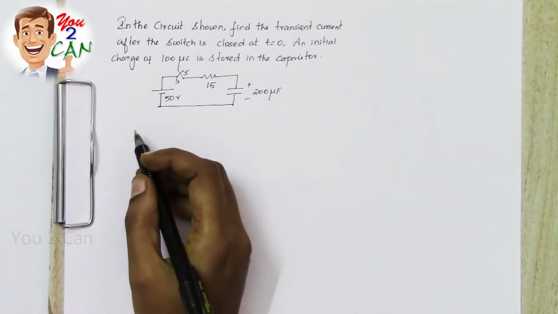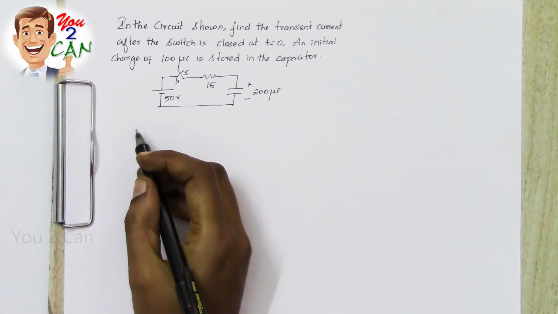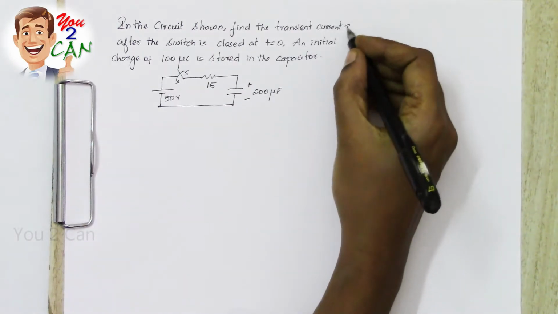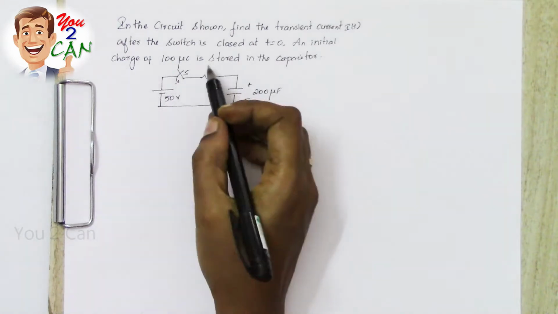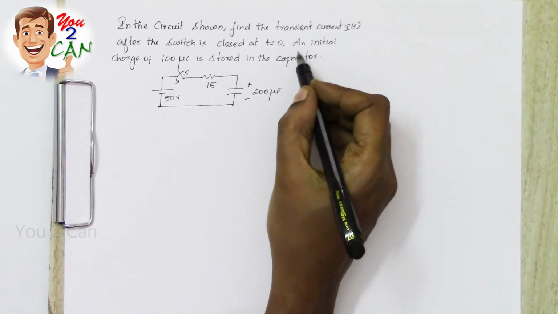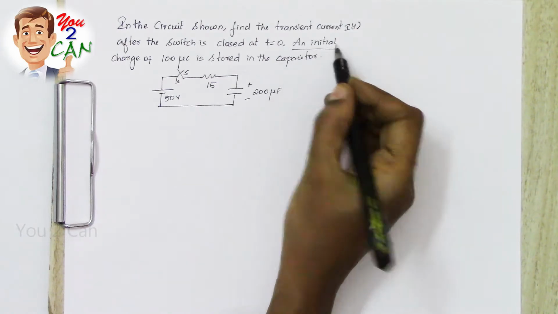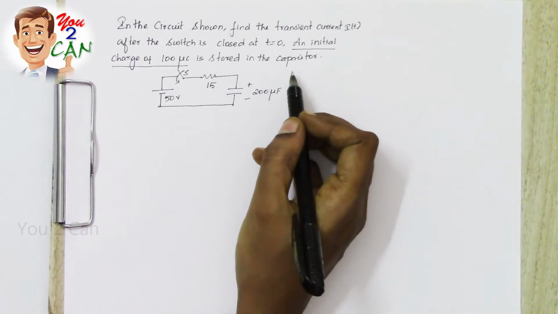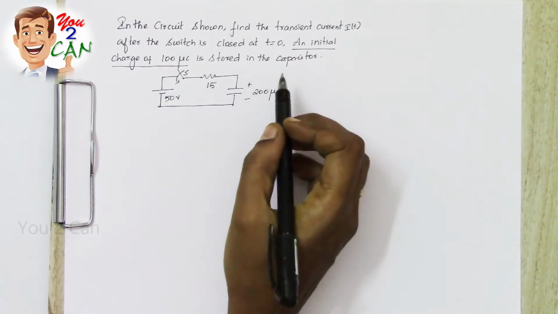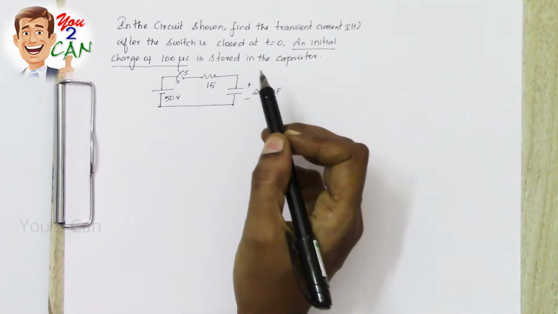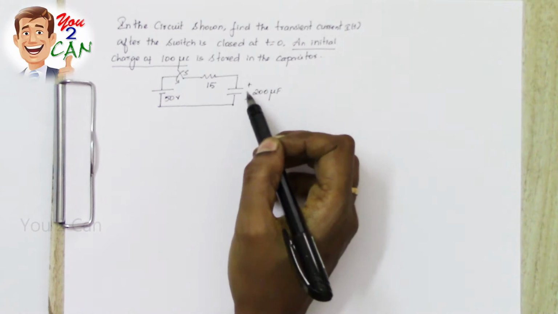Now let us see another problem in RC transients. In the circuit shown here, you have to find the transient current, that is I of t, after the switch is closed at t equal to 0. Another important thing to be noted is that an initial charge of 100 microcoulomb is stored in the capacitor. So before closing the switch, the capacitor is charged with a charge of 100 microcoulomb. That is the initial condition of this capacitor.